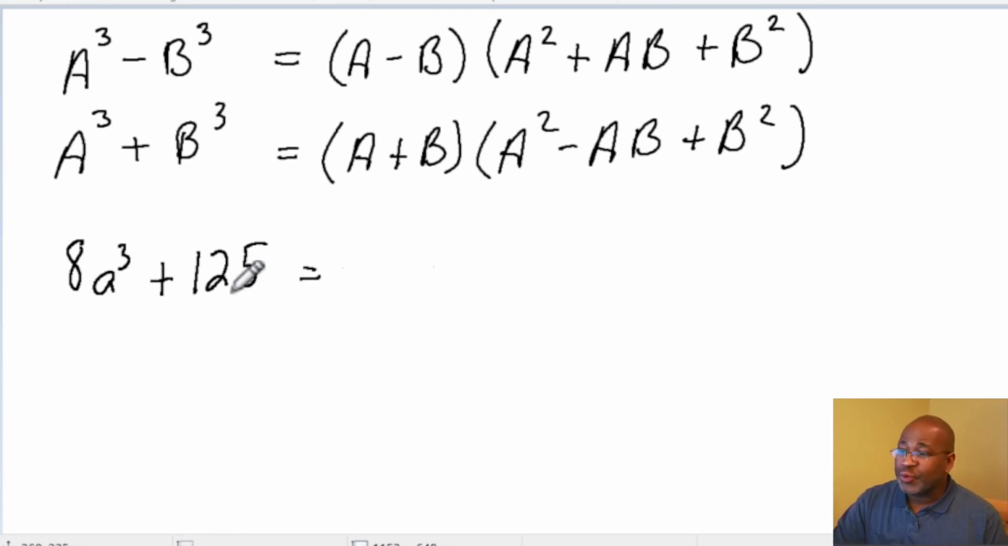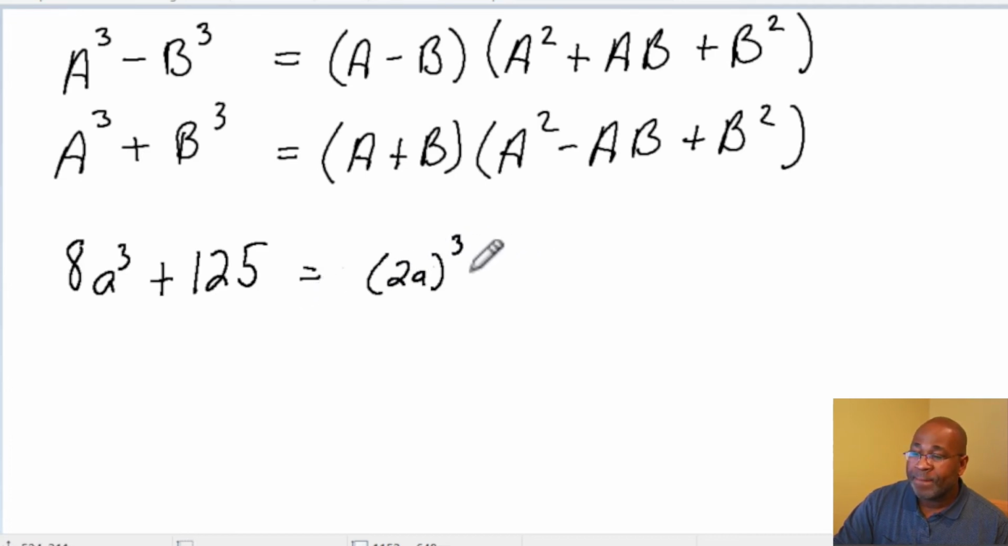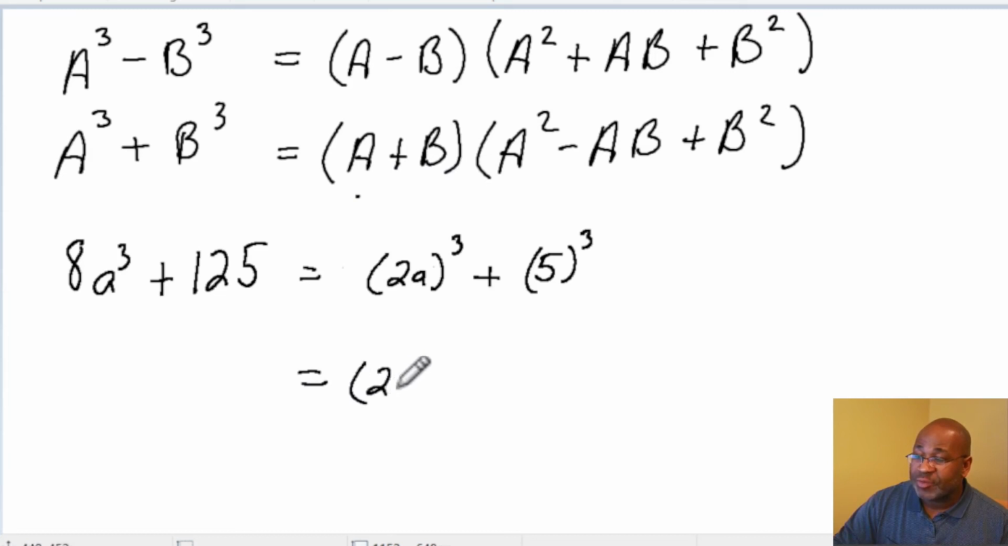For our next example, let's take a look at 8a cubed plus 125. First of all, recognize both of these terms are perfect cubes. 8a cubed, well, that's just 2a quantity raised to the third power. And 125 is 5 raised to the third power. So our a and b in this case are going to be 2a and 5. Now if we apply the formula, this is the sum of two cubes, so we start off with a plus b. In this case, that'll be 2a plus 5.